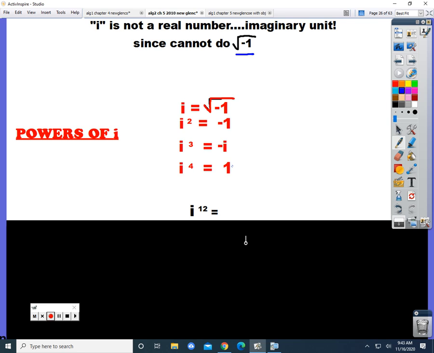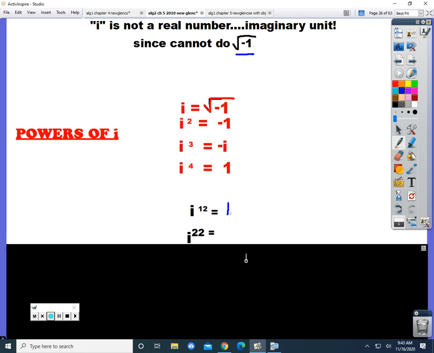So you're going to be asked to find, like, i to the 12th. So just count it out. This is i to the 1st, 2nd, 3rd, 4th, 5th, 6th, 7th, 8th, 9, 10, 11, 12. So it's on this level, so you would answer that with 1. The next one, 22. So if we know we're at 12 here, 13, 14, 15, 16, 17, 18, 19, 20, 21, 22. So we're landing on this one, so you're going to say -1.